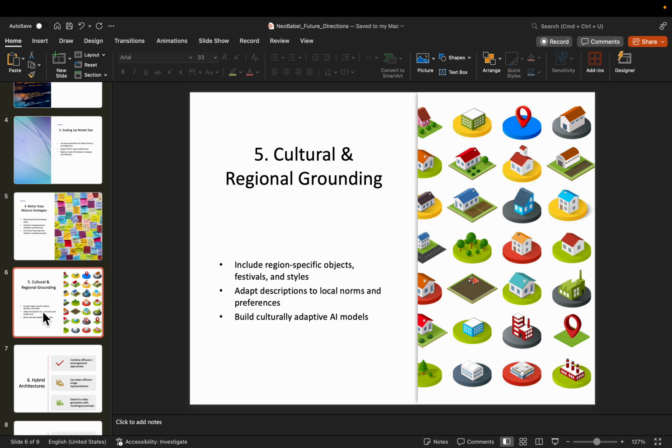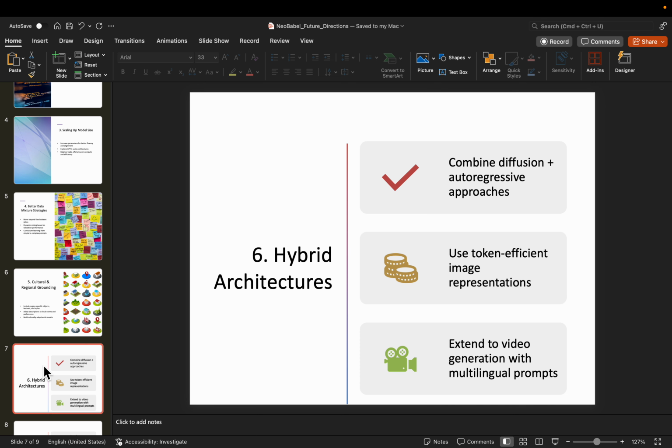Next, beyond just a language model, we can also make our model learn cultural context. We can include region specific objects, festivals, and styles in it. NeoBabel should not be just multilingual; I'm thinking of making it more culturally adaptive. Art styles vary across different cultures, so cultural and regional grounding is a capability I'm thinking to include as future work.